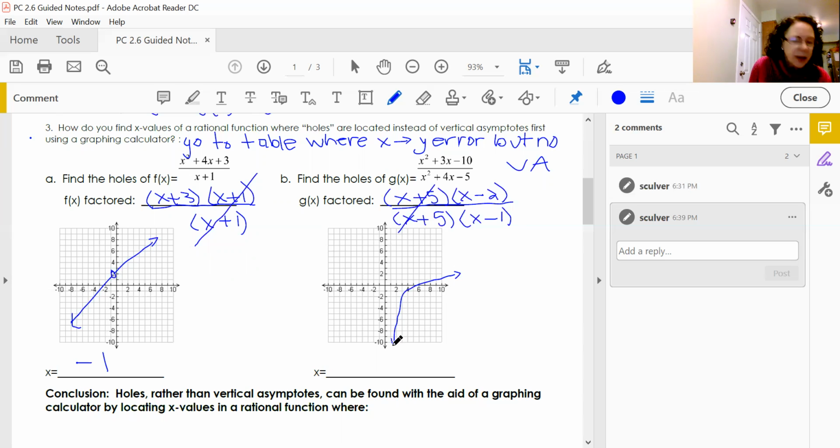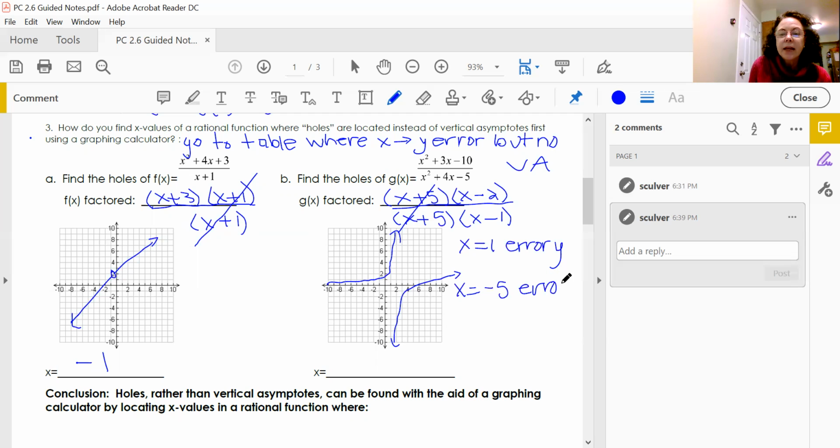Here we go. I could have done better. It actually goes through the 2, right? And it looks something like this. But when you go to your table, you do see that where x is 1, there is an error for the y. And when you go to where there's another error at x equals -5, there's an error for the y.